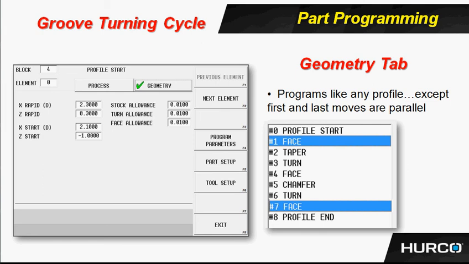I need a U shape. So I'm going to create two faces for ODs, two turns for face type grooving here. So the first and last elements have to be parallel to each other. So you're describing a U shape.